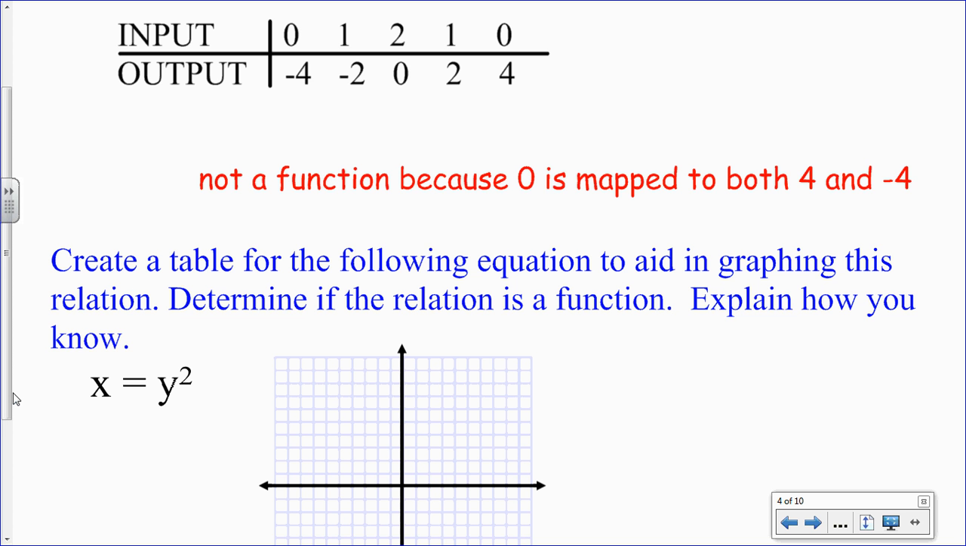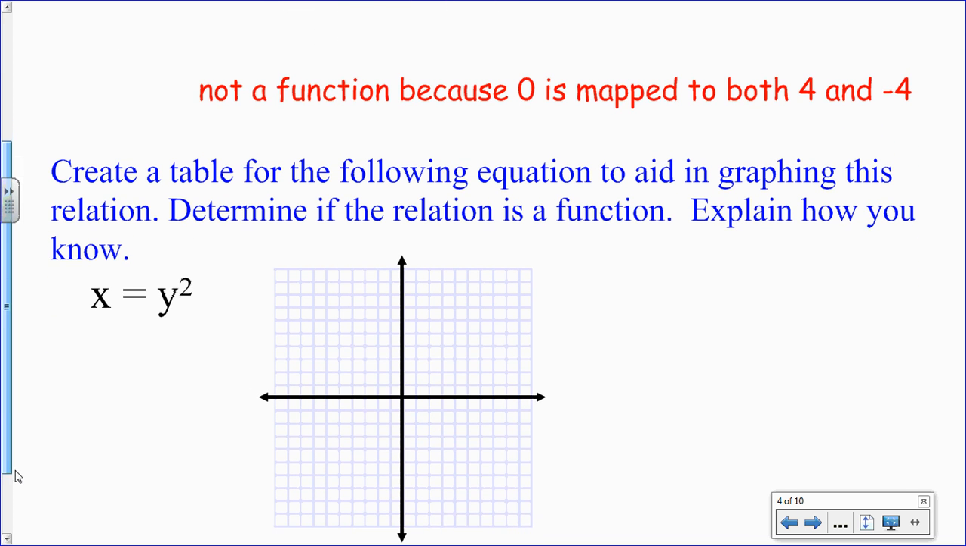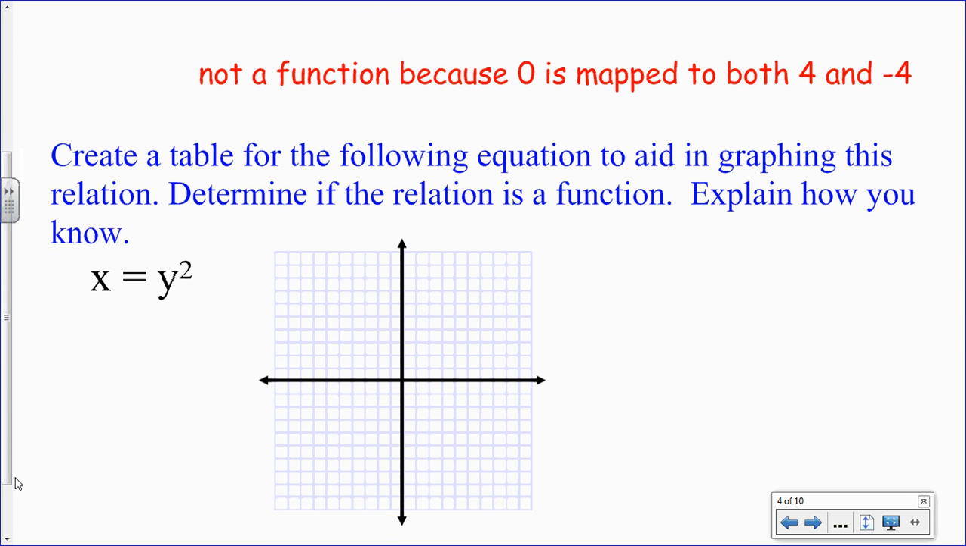All right, I want to create a table, an input-output table. And input is always X, output is always Y. So when I make my table, I still have X is always my input, Y is always my output. But remember, to make a table, it's easier if it's x equals, to plug in numbers for Y. Even though I'm plugging in numbers for Y, my input is still X. It's just to help me make my table.